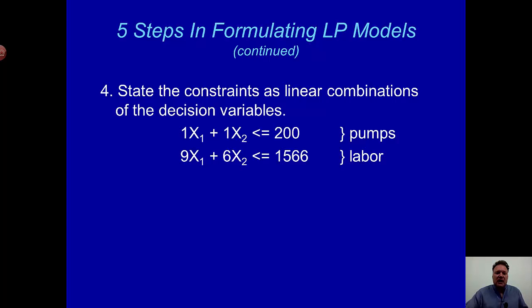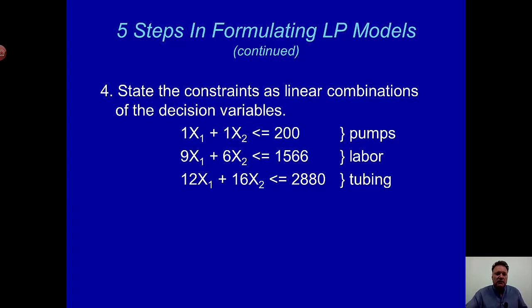Labor. It takes 9 hours to make product X1 and it takes 6 hours to make X2. We're limited by 1,566 labor hours, so 9x1 plus 6x2 has to be less than or equal to 1,566. And then our third constraint is tubing. It takes 12 feet of tubing. And notice that these can be in terms of dollars, hours, feet. It doesn't matter, but each constraint, each row of constraint, it all needs to be in the same terms. But the constraints themselves can be completely different.